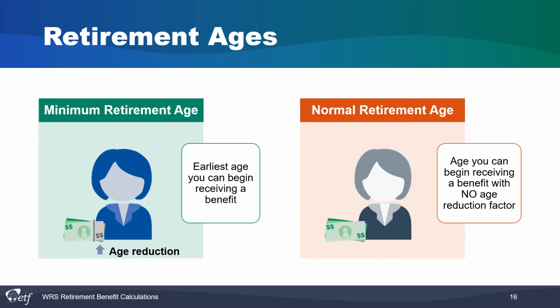Minimum retirement age is the earliest age you can begin receiving a benefit. Normal retirement age is the age you will receive your benefit with no age reduction factor. If you're retiring between those two ages, you will likely have a retirement penalty, which we call your age reduction factor. The older you are, and the more service you have, the smaller that reduction will be.